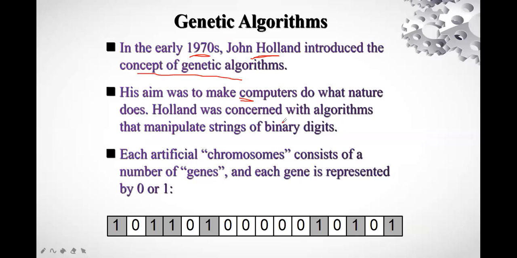Holland was concerned with algorithms that manipulate strings of binary. Obviously in nature, in chromosomes we have different patterns in the DNA, but here in the chromosomes we have binary digits, that is 0 or 1. So each artificial chromosome, now you can understand, consists of a number of genes, and each gene consists of 0 and 1.